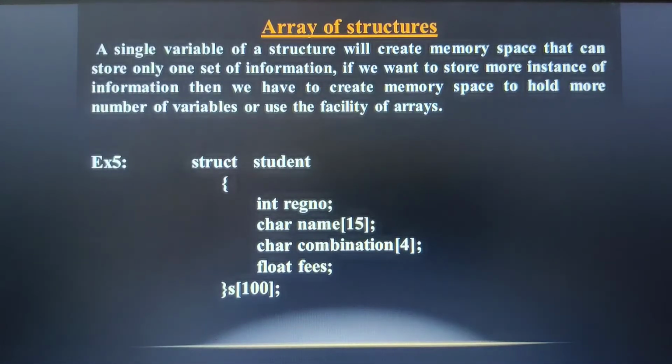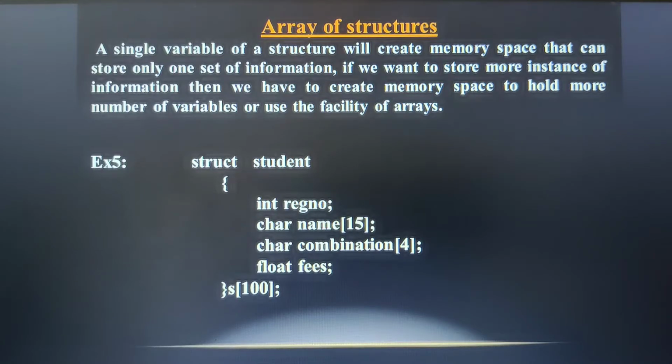So why do we need arrays of structure? The first thing we should know is that whatever single structure variable we create, it will create a memory space that can store only one set of information. In the nested structure we discussed, and previously when we read and displayed the student information, we were creating only one structure variable. That one structure variable can hold only one set of information.